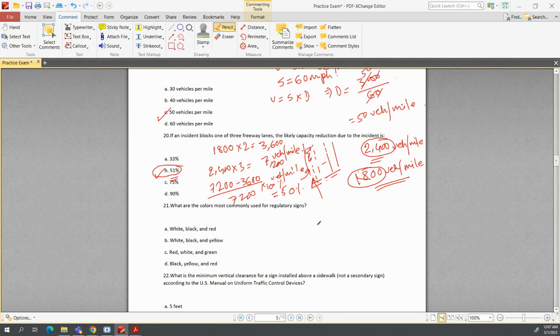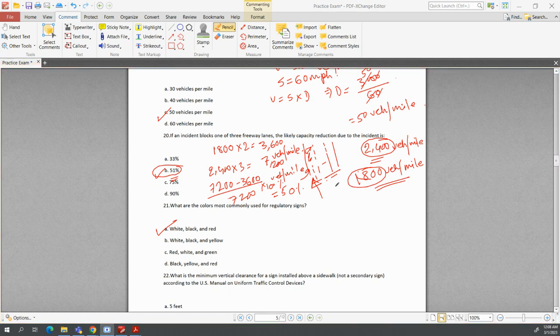So next question: what are the colors most commonly used for regulatory signs? You need to remember it: white, black and red. Okay, red is for those, what is that called?